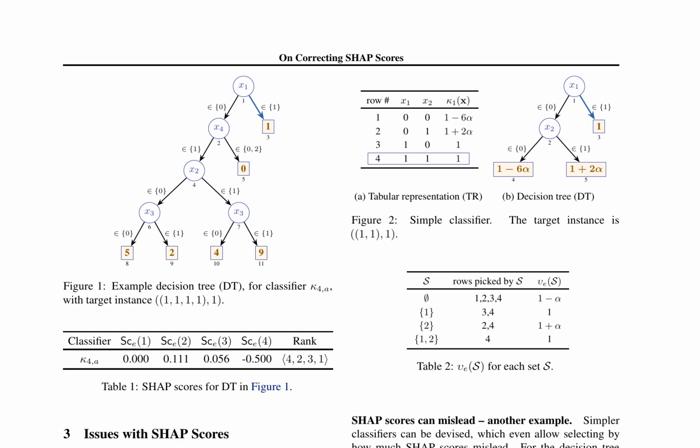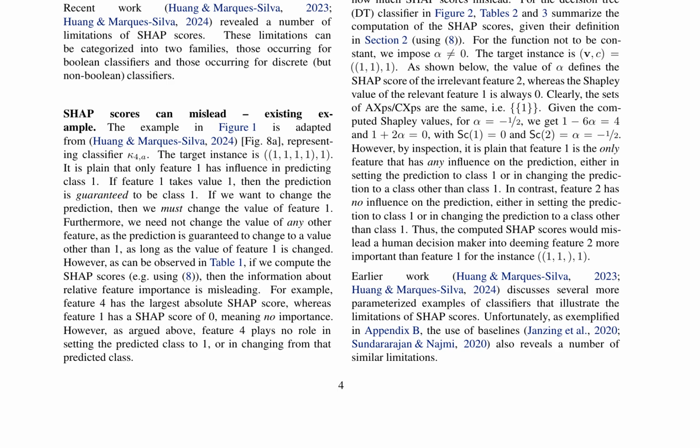In the second example, a simpler classifier is devised, and it is shown that SHAP scores can be misleading for both relevant and irrelevant features. The paper also highlights that the use of baselines can reveal similar limitations.